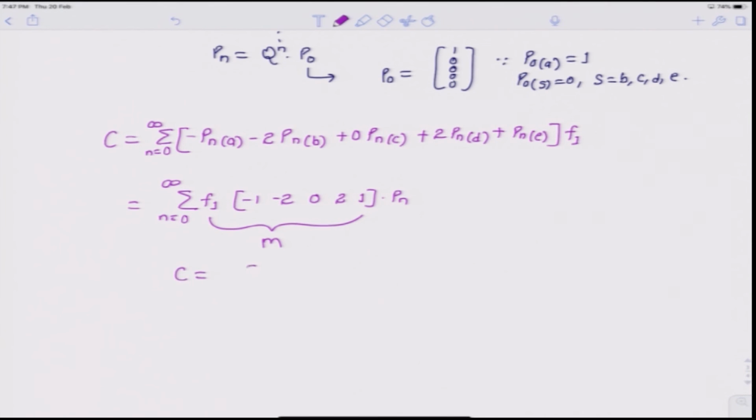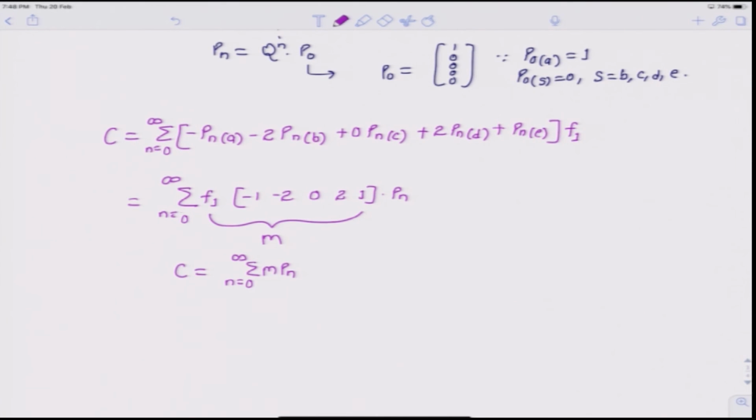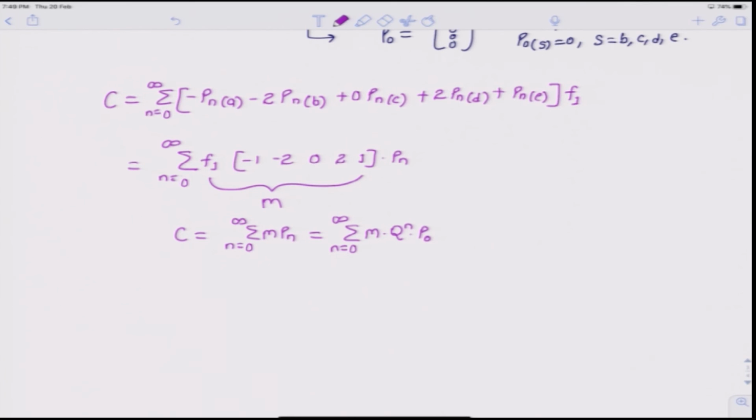Now, let us denote this as matrix M. So, we have C is equal to summation of M times Pn, and we know Pn can be expressed as q to the power n times P0. So, this should be equal to summation of M times q to the power n times P0. So, let us try to evaluate the value of M times q to the power n.